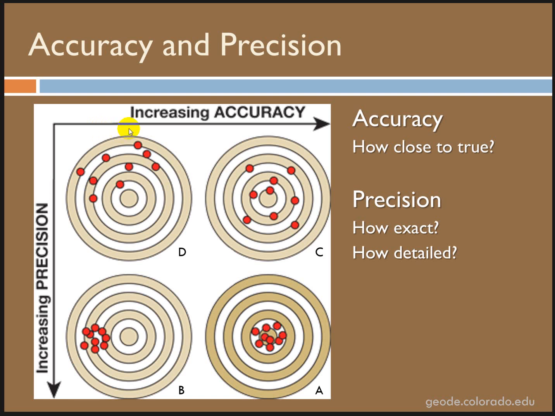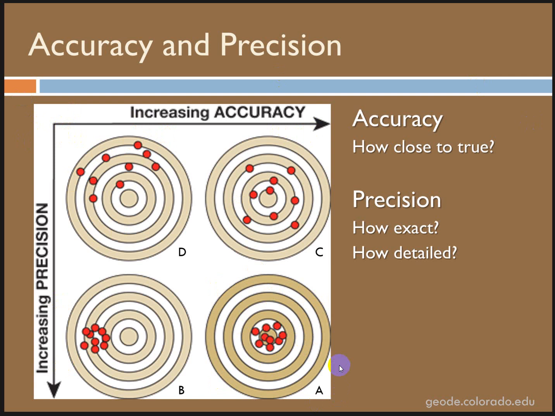Precision is different. Precision is how detailed the measurements are, or how exact the description of data is. So how detailed are the attributes that are being collected, or how exact is the measurement that we're making. So precise data can be inaccurate, and accurate data can be imprecise. That's the other thing to keep in mind. This image demonstrates the difference between precision versus accuracy, increasing accuracy, increasing precision.